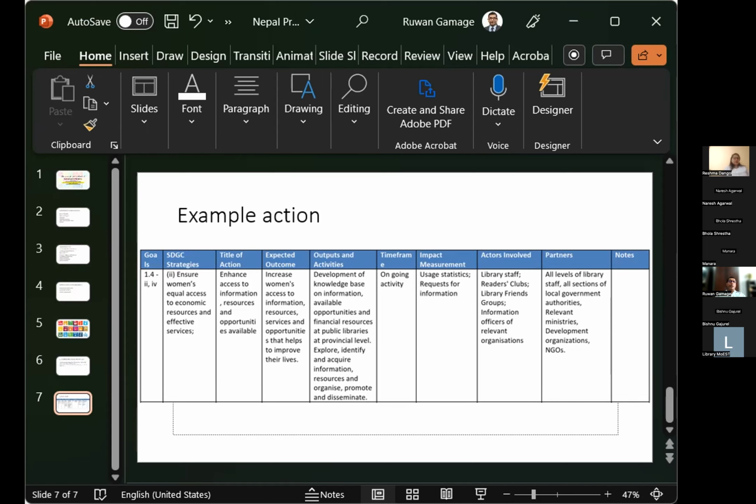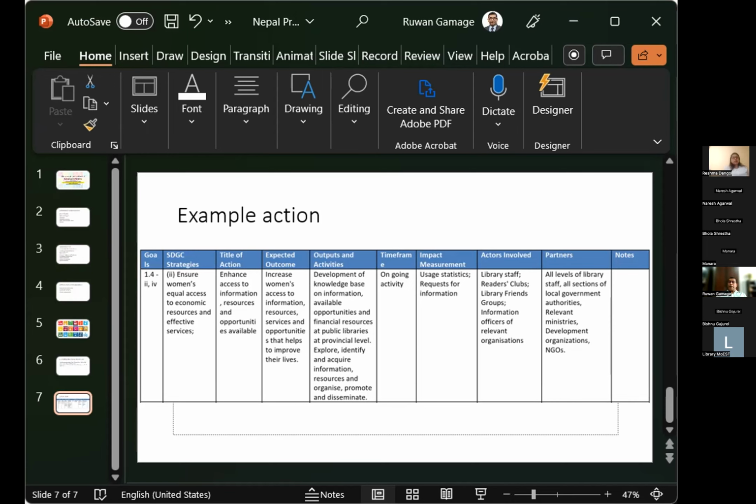So in here, as you can see, for example, under goal 1, one of the strategies is to ensure women's equal access to economic resources and effective services. So we have to link all that we do in libraries to these goals and show it in our reports. That is one essential aspect of library advocacy in this era.